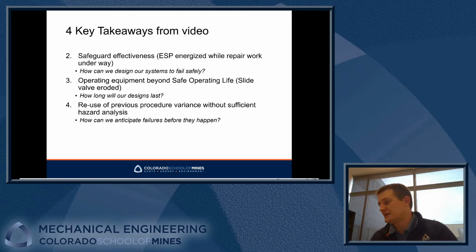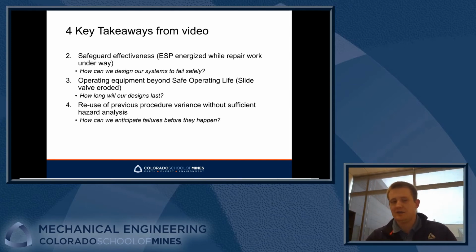Okay. Next, the point that the CSB brings up here is operating equipment beyond its safe operating life, right? So the slide valve that was supposed to hold the catalyst in place in this cracker unit was eroded, so it had holes in it, and that meant the catalyst was just able to pour through the slide valve even when it was closed. So the question that this points to is, how long will our designs last? How do we figure out how long the design is going to last, and then how do we know when we need to do maintenance on a design? Can we plan for that at the design stage rather than having to wait for our design to fail and then go back and fix it?